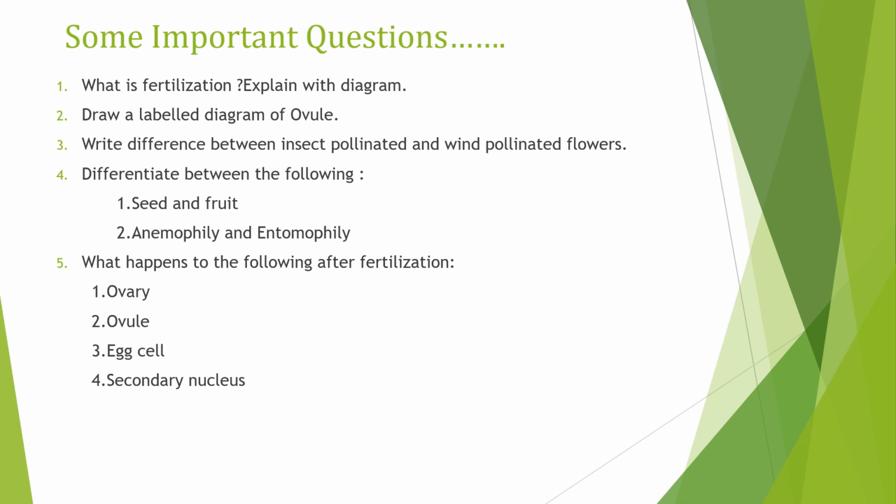4th. Differentiate between the following. Firstly, seed and fruit. Next one is anemophily and entomophily. 5th question is, what happens to the following after the process of fertilization? Ovary, ovule, egg cell and the secondary nucleus.